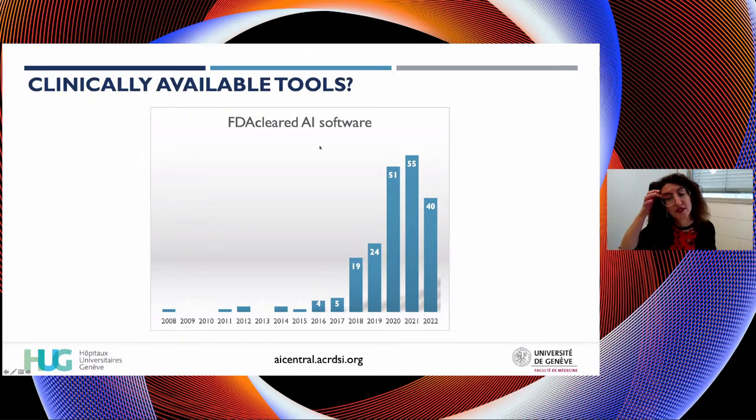I referred to this database of FDA-cleared artificial intelligence software cited here. The situation in Europe is not identical, but it follows the same trend. You see that after quite a long time, these last 5 years, we really see tools coming to reality. And 2022, this is an analysis that I did at the beginning of this week, is probably going to be as high as 2021 or even higher.